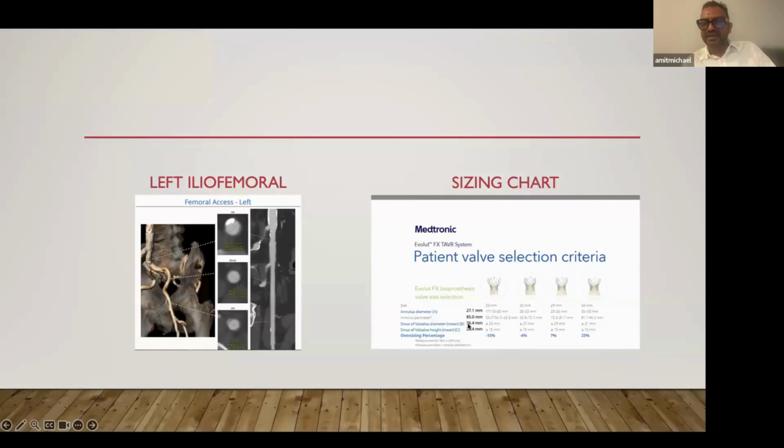This patient had a perimeter of 85 millimeters and a Valsalva diameter of 36.4. So it fell into the 34 category of the Evolut valve. That's how we choose.